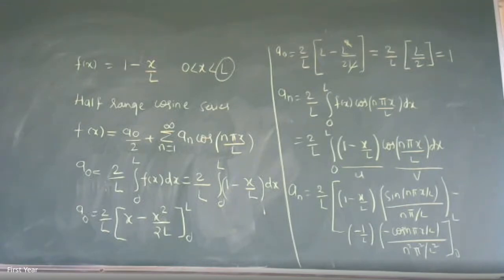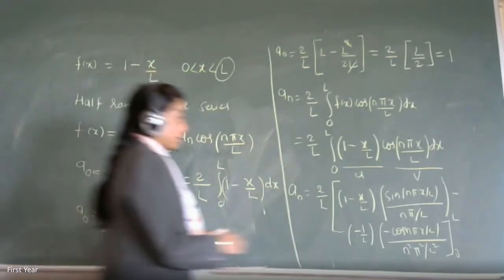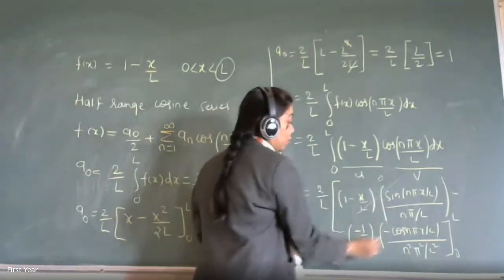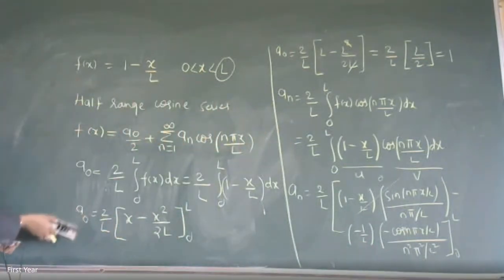Yes, Vedika, can you tell me? First or second term will become 0? Sine term will become 0, because when you put x is equal to L, L cancels, sine n pi is 0, and sine 0 is 0. So first term will become 0. Okay, this entire term will become 0. Second term remains.